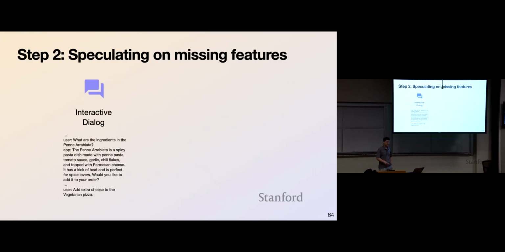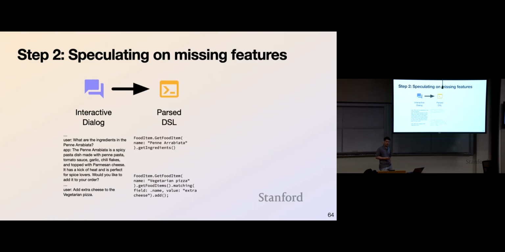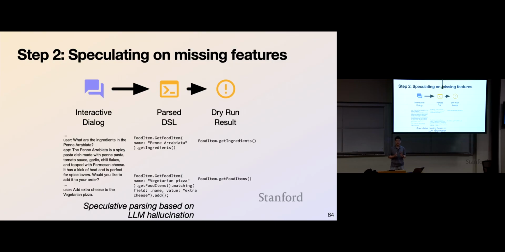The next part is to speculate on the missing features, which is similar to what I just mentioned before. You have interactive dialogue. We parse interactive dialogue into the DSL. And so as I mentioned, when the feature is supported, our parse accuracy is very high. So we can know that, oh, if a parsed result can be resolved within the existing functions, then it's very likely it's correct. And when the function is not supported, then 50% of the time it will hallucinate the right function. So we figure out what are the functions that are missing in those hallucinations. Those are the driver results.